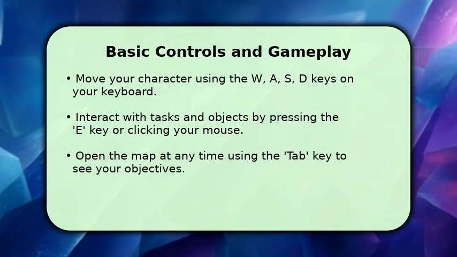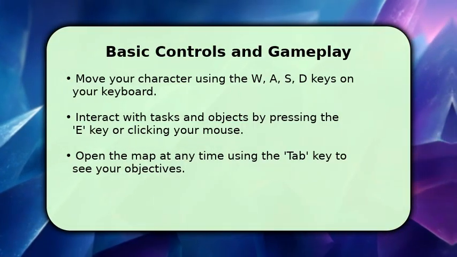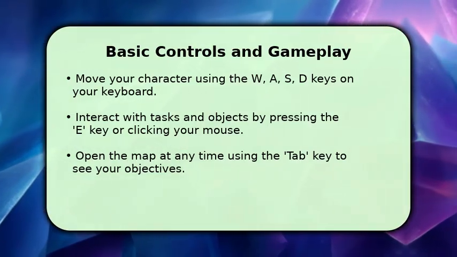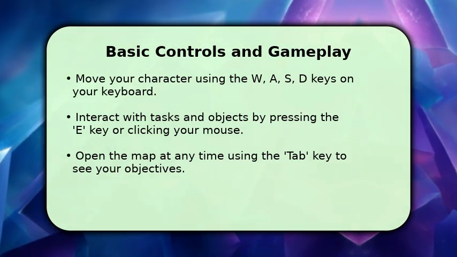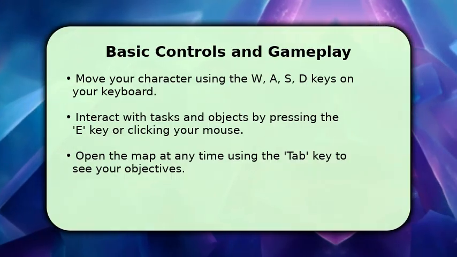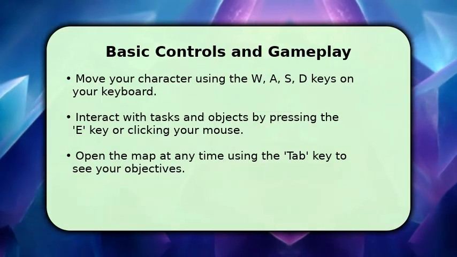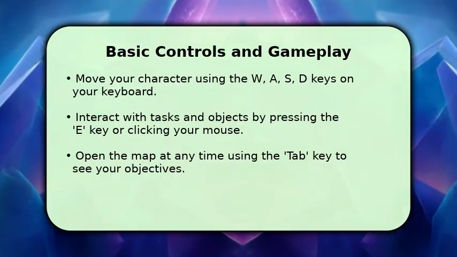Playing Among Us on a laptop is intuitive with keyboard and mouse controls. You will use the W, A, S, D keys for movement, navigating your character around the map. To interact with tasks, doors, or other objects, simply press the E key or click your mouse. The Tab key brings up your map, showing your current location and tasks. Remember to use the R key to report bodies or call an emergency meeting.